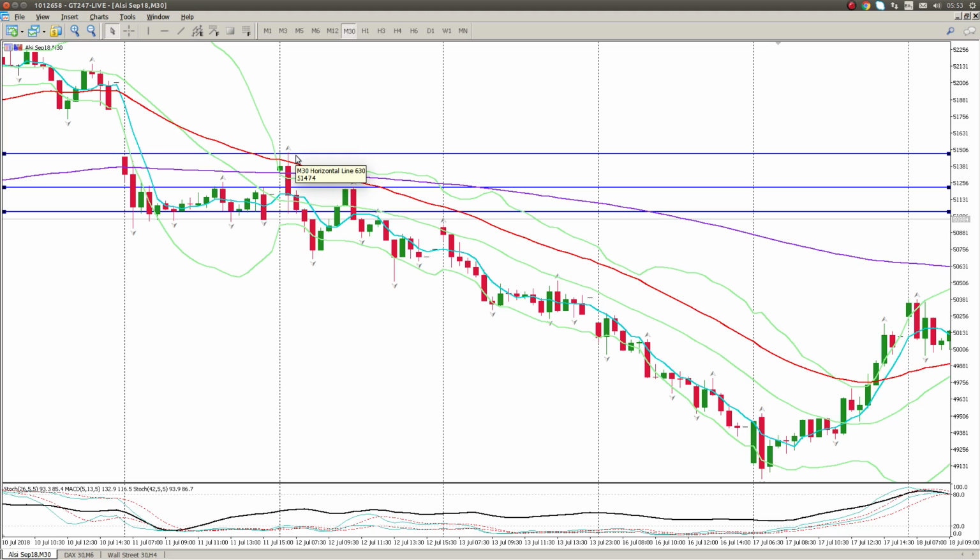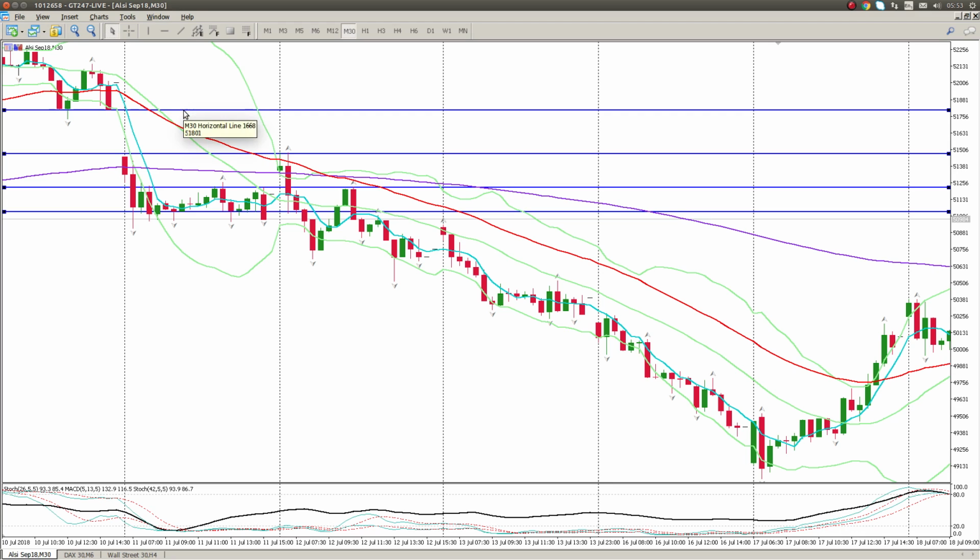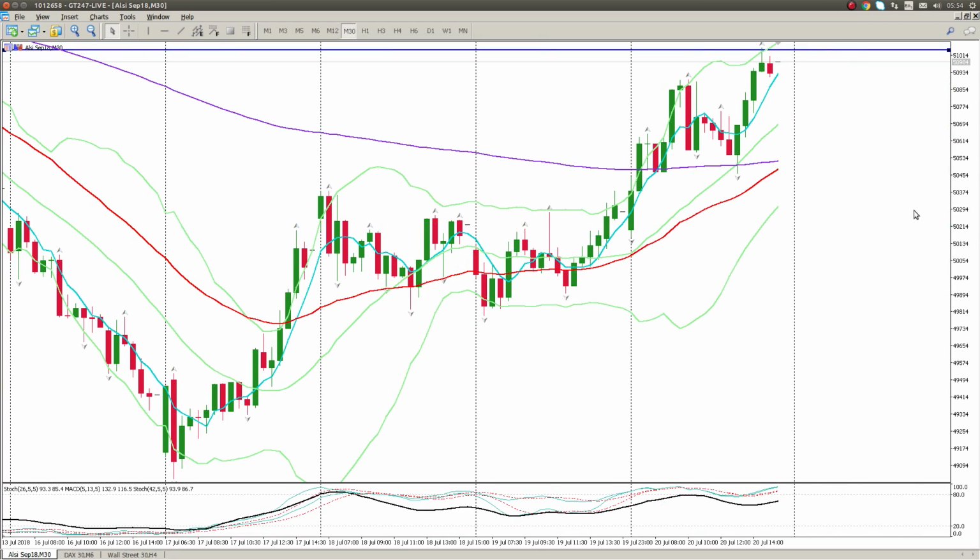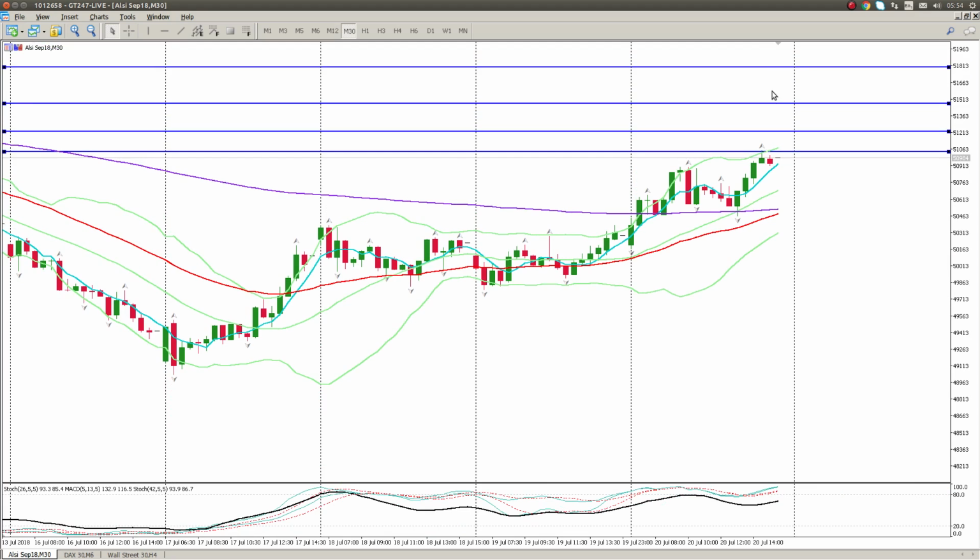So it'll be 51,200. Then we've got 51,470, and then ultimately top here, we can actually just move it straight onto the gap, and that would be 51,800. So if we do break up to the upside, then those are the levels that we have to watch for to the upside, okay? And we are in an uptrend.